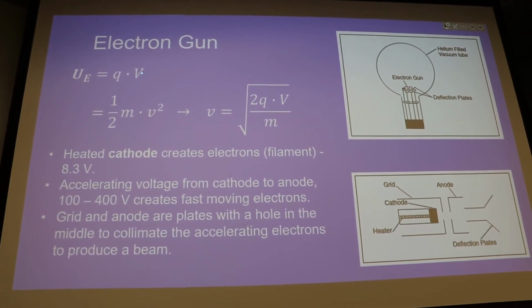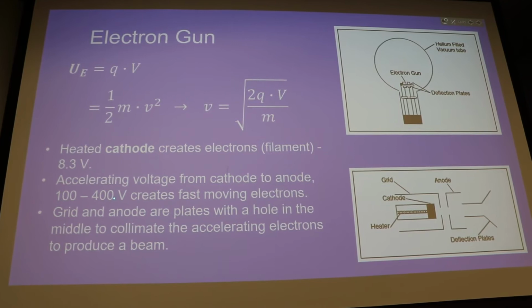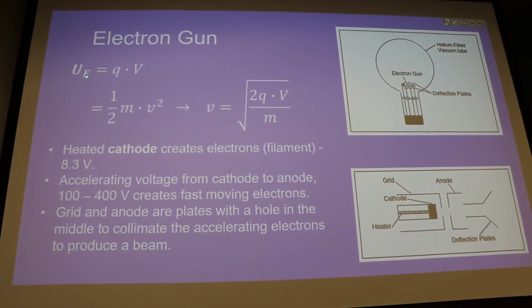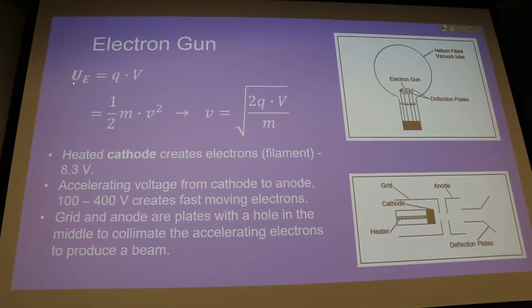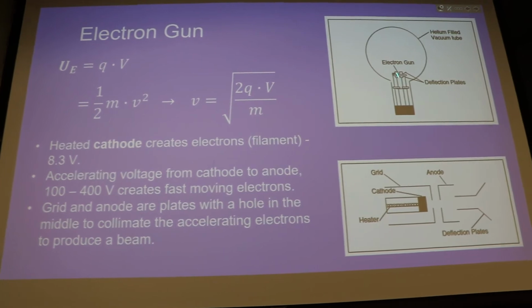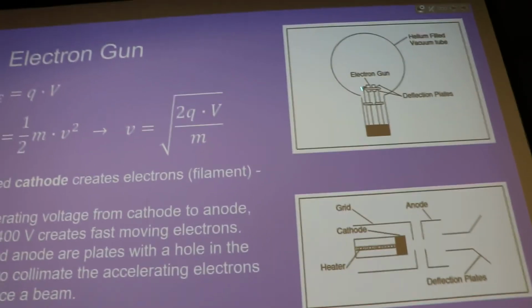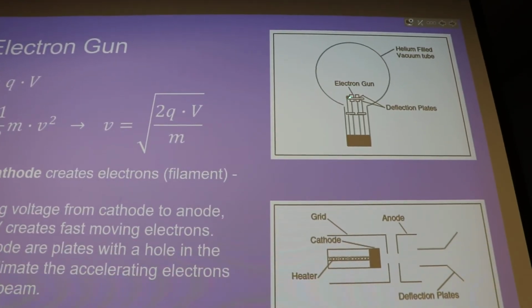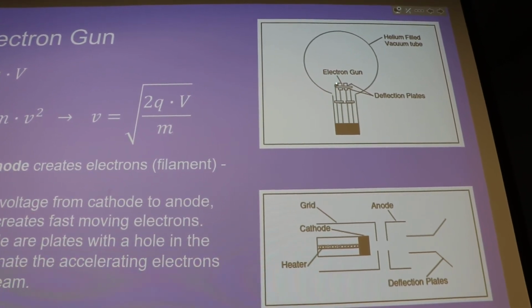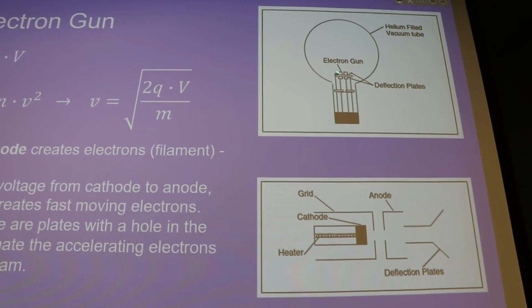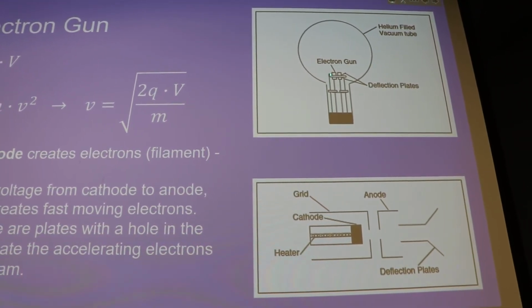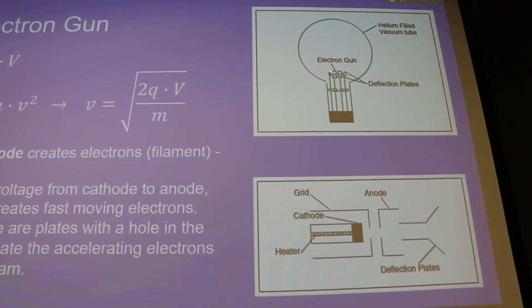And the voltage is between 100 and 400 volts. So you take the charge times that number, and that's potential energy. And then once it goes through that potential, if you look over here on the picture, we create the electrons right here in what's called an electron gun. And what it is, a hot cathode, a hot filament of a light bulb, is going to create a bunch of electrons that are so hot they're like flying around the cathode like bees around a hive.